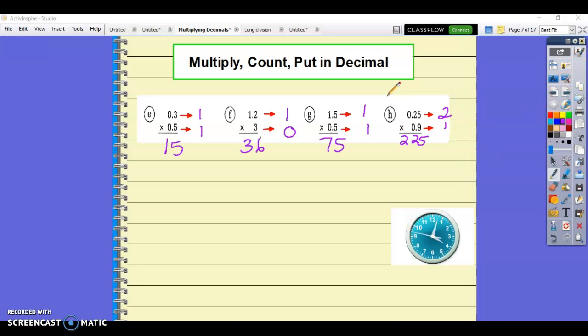So as you look through, you should have a 15 on E, 36 on F, 75 on G, and 225 on H. Now we're going to count up our total jumps. On E, you have 2 total jumps, so you should have 15/100 as your answer. Then on F, you have only 1 jump, so you should have 3 and 6/10. On G, you have 2 total jumps, so you would have 75/100. And on H, there's 2 on the first one and 1 jump on the second one, so you go 1, 2, and 3 for 225/100.